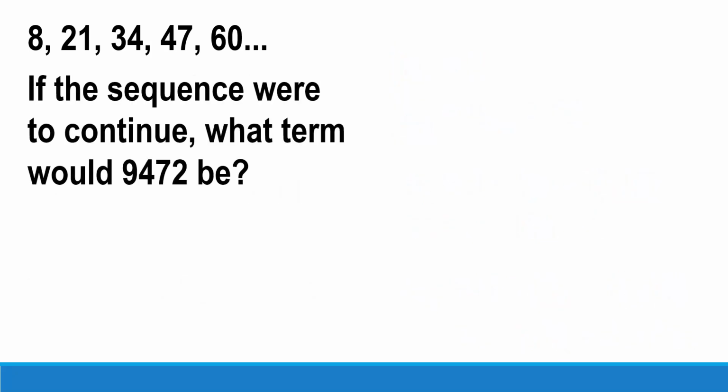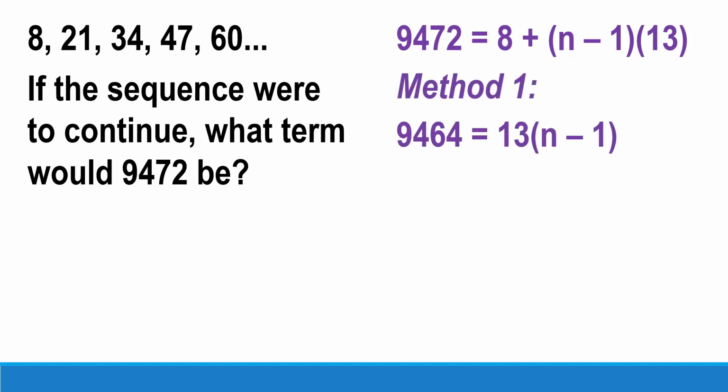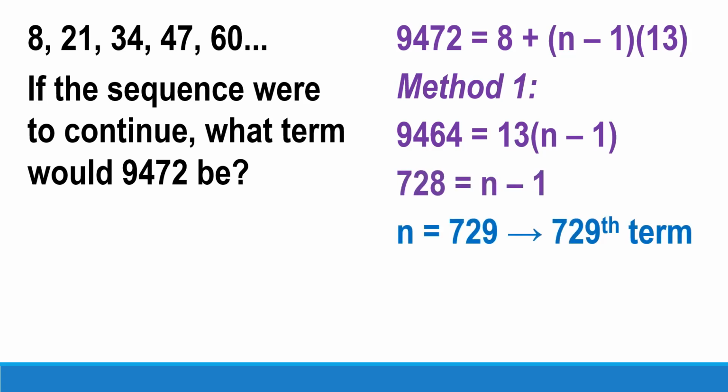If we continue on and we wanted to figure out what term 9472 was of this sequence, we would want to set up an explicit formula where 9472 equals the a sub n. That would equal 8 plus the quantity n minus 1 times 13. Again, I may not know what n is, but I do know that a sub n will equal 9472. I probably want to subtract 8 from both sides and then divide by 13 to come up with 728 to equal n minus 1. After adding 1, you come up with the 729th term.